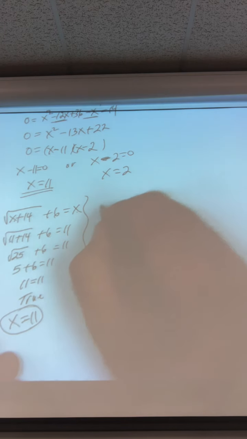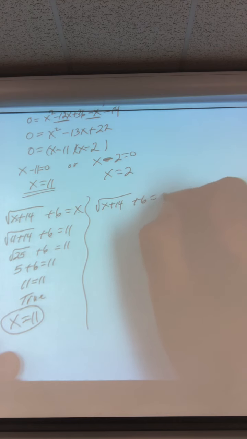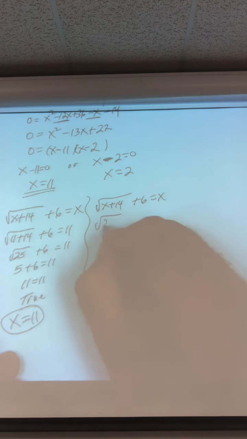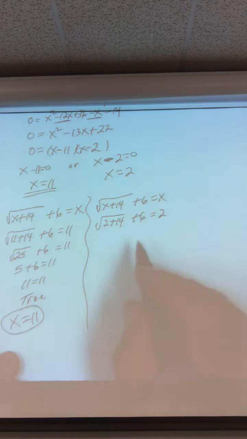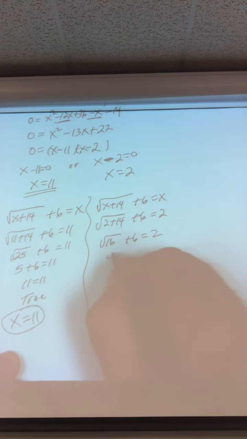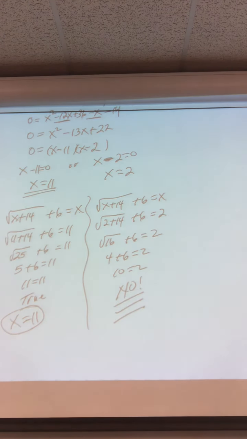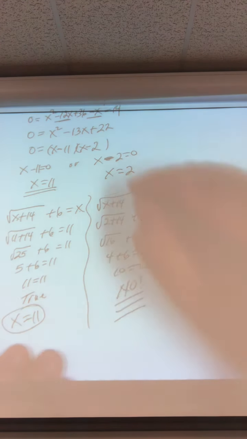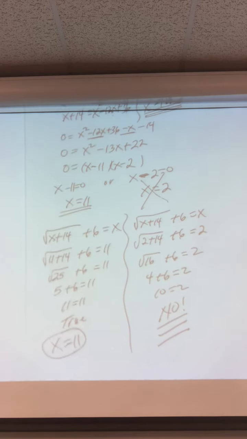Okay, let's write the original problem back down. Now let x be 2. Every place you have an x, put a 2. Square root of 16 is 4. No, that does not work. So that means I can mark that answer out. So this problem had one solution, and that one solution is x equal to 11.